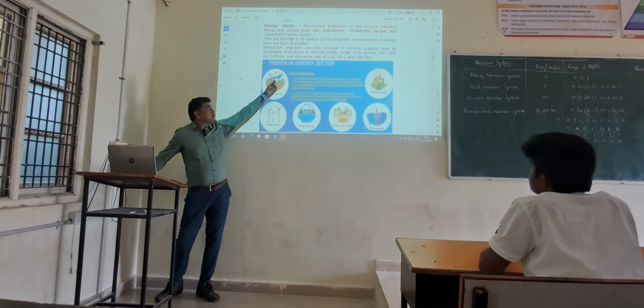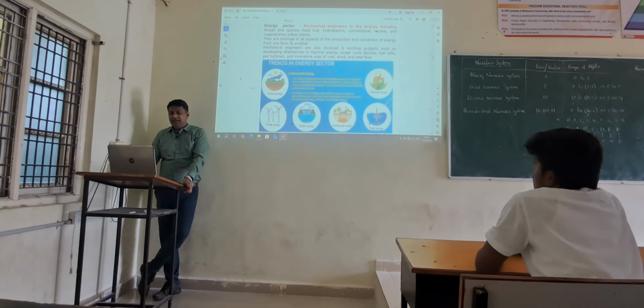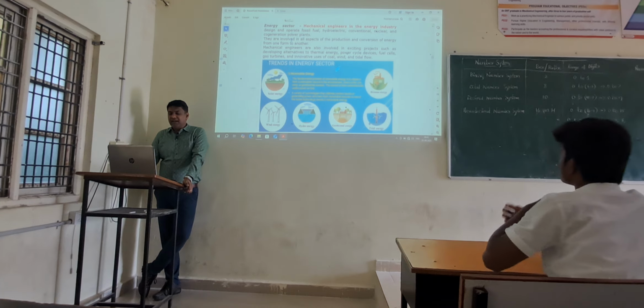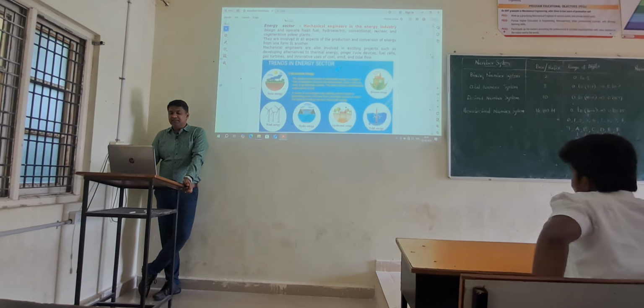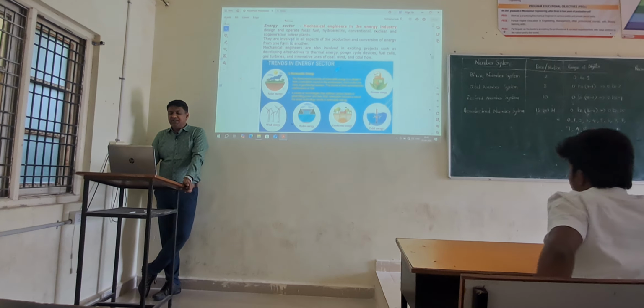So solar energy is trapped by the solar cells and we are converting it into electrical energy. Now here, the wind energy, we are trapping the wind energy and we are converting it into electrical energy. Here the hydro energy, we are converting the hydro energy which is present inside the water into electricity. Here geothermal energy.